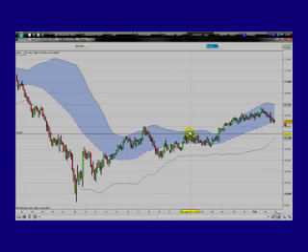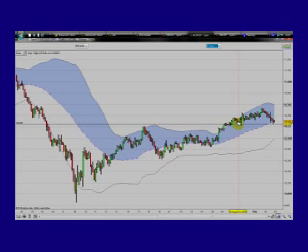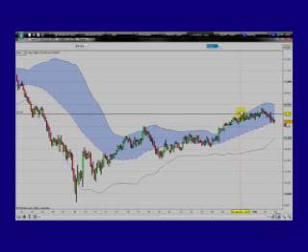The second area wave is from here down to this level here, and the third area wave is from here up to this level here. The fourth area wave is from here down to this level here, and the fifth area wave is from here up to this level here.